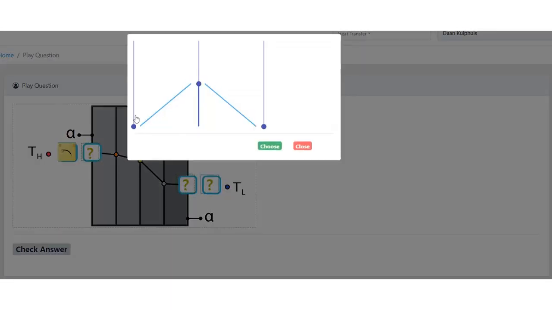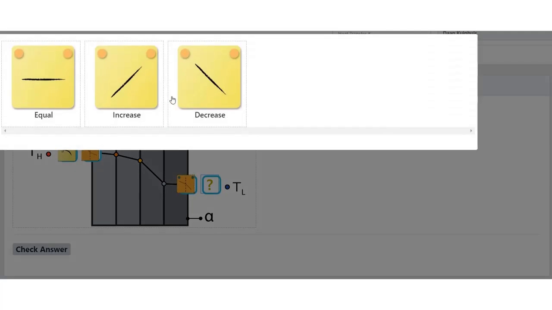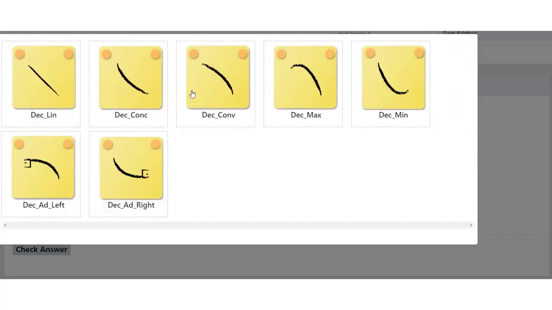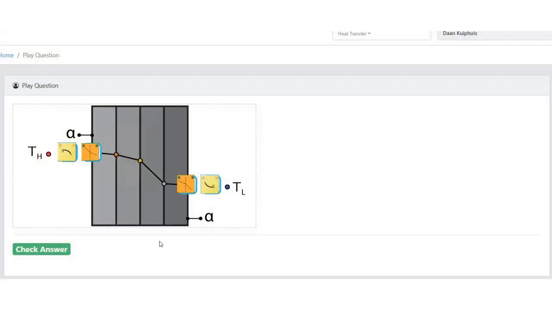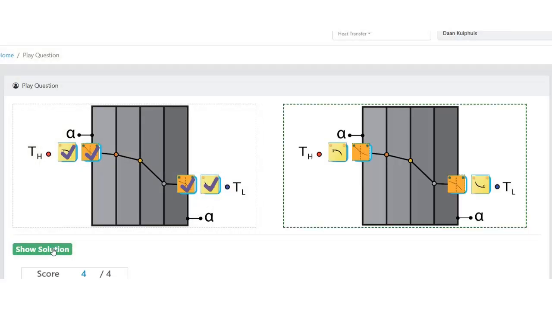Then we should specify whether the profile is steeper in the fluid or in the solid wall. In general, fluids have a lower thermal conductivity, which means a steeper gradient, and therefore we define the left part to be steeper. Again, the same story here, but then the other way around. And then when moving into the right direction of the wall, the fluid will approach the ambient temperature at that side, and it will have a zero slope again. So therefore we'll pick this option. So our answer is correct, and in the case that it wouldn't have been correct, we could have seen what the solution would look like.